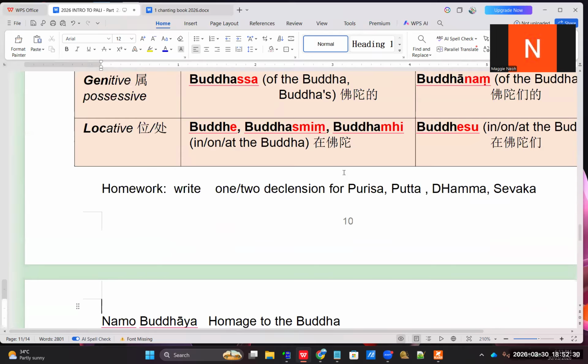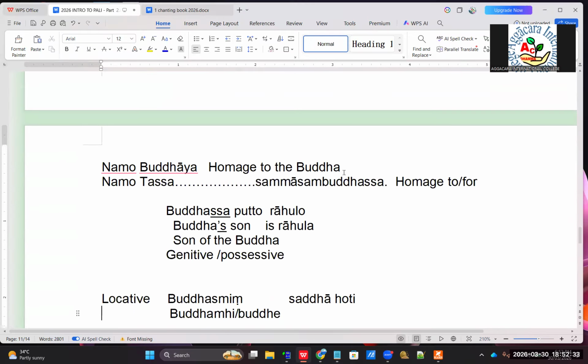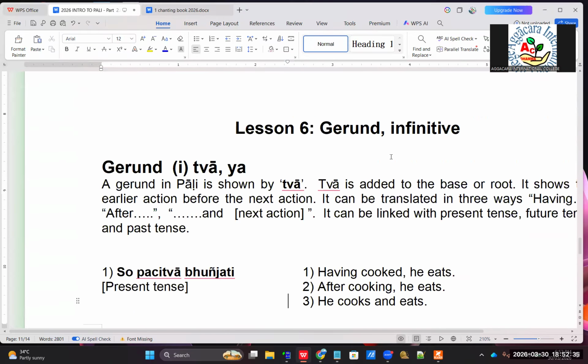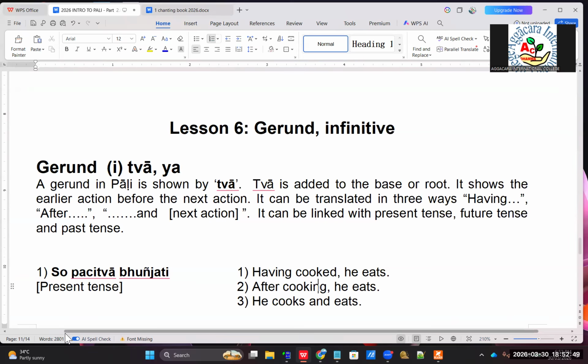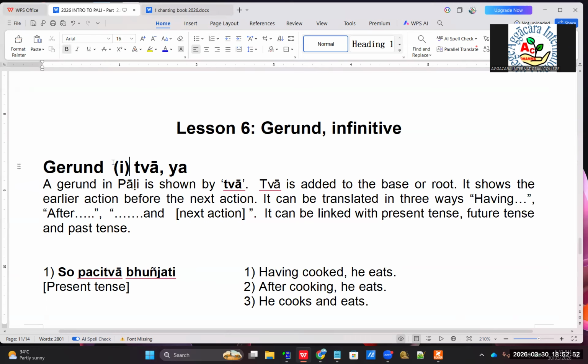All right. So now we go for the next one. Today we are on lesson 6, gerund or infinitive. Gerund is like this one. This is optional. Optional means sometimes we might have tua, sometimes we have tua also, or we have itua.